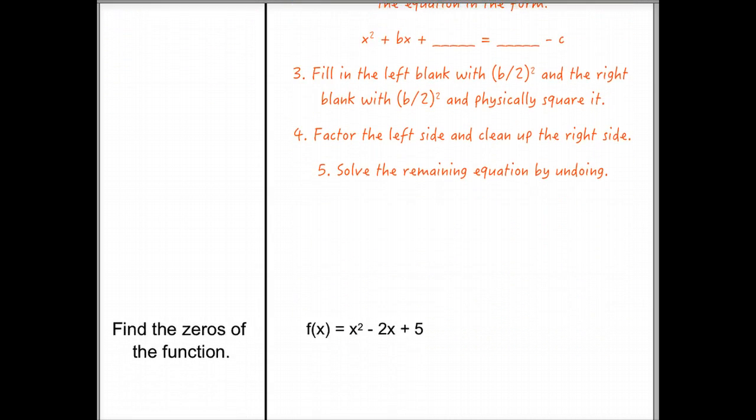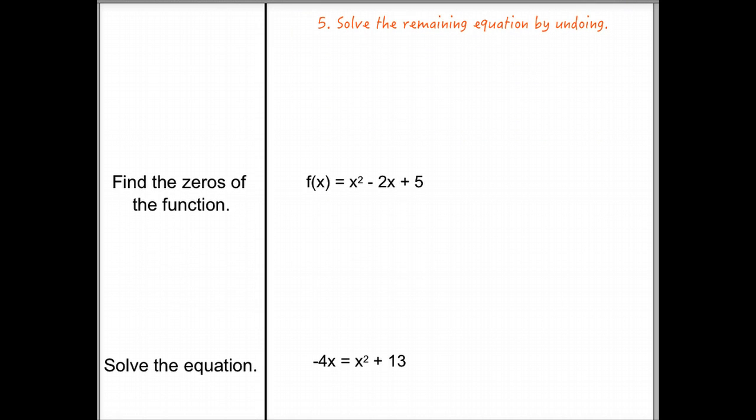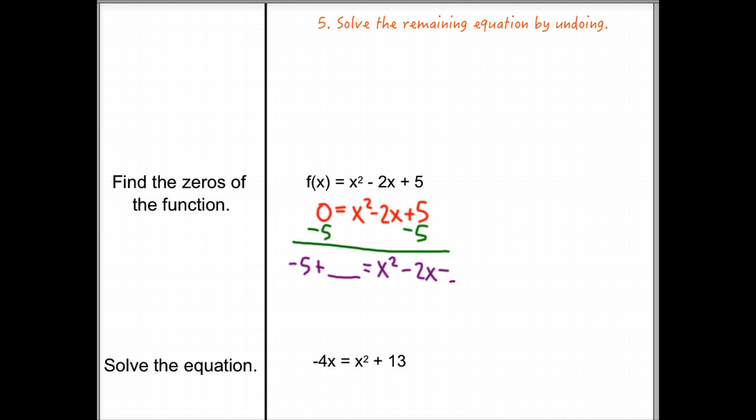So again, like I said, we're going to use the same steps we took in completing the square. Find the zeros of the function. So the first thing we're going to do is set it equal to 0. 0 equals x squared minus 2x plus 5. So then we want to move our constant term over, minus 5. And then this is the part where we add the blanks in. So we have negative 5 plus blank equals x squared minus 2x minus blank.